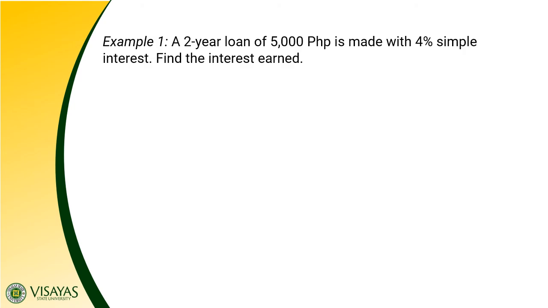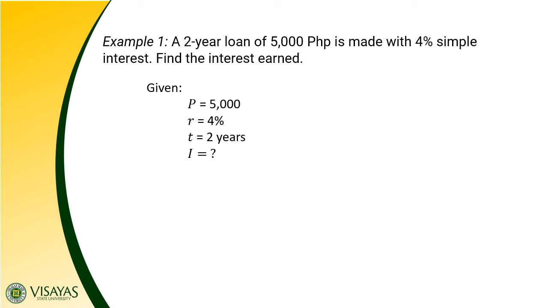Okay, and let's have here an example. Example number 1, a 2-year loan of 5,000 pesos is made with 4% simple interest. Then find the interest earned. Okay, and the unknown here or yung isosolve natin is yung interest natin. Okay? And let's start with the given. In solving a problem like this, let us start with the given. So in the given, we have the principal amount of 5,000. The interest rate, we have 4%. Then T is 2 years and I is the unknown.